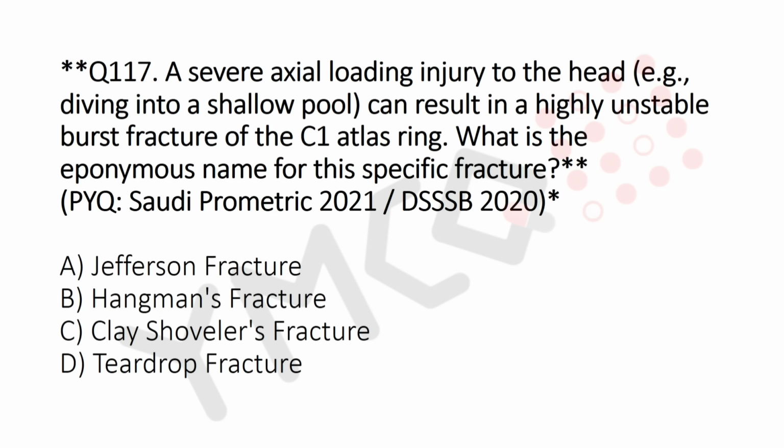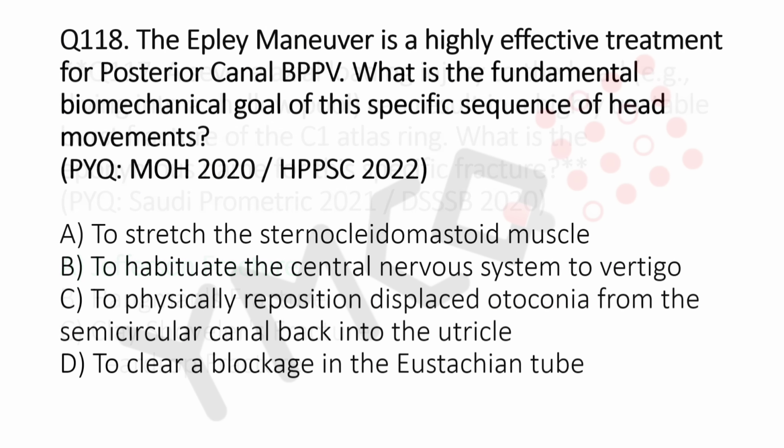And the answer is option A, Jefferson fracture. When you drive head first and compress the spine, the C1 ring shatters outward like a broken ring. This is a Jefferson fracture. Okay. Now let's move to question number 118.